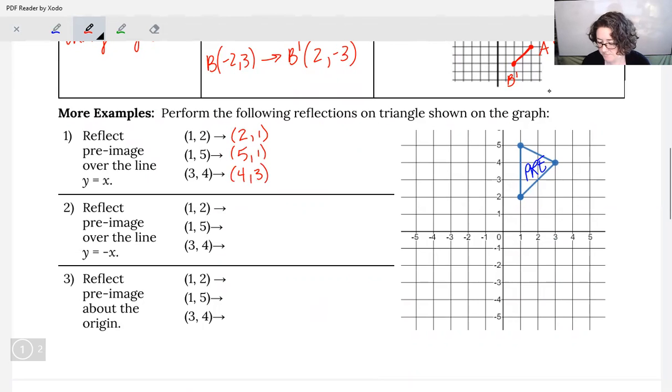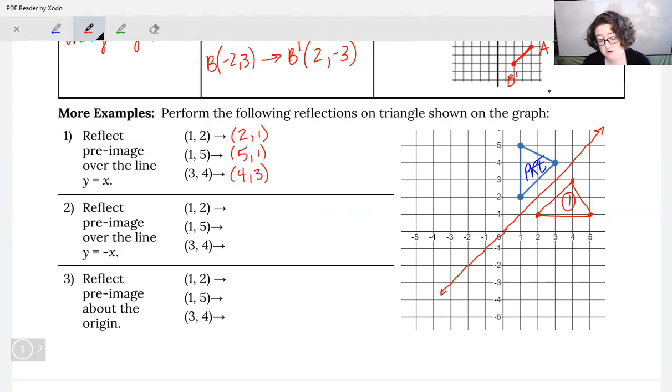So let's plot that out. So (2, 1), (5, 1), and (4, 3). Here's our new triangle. So I'm going to label him as triangle 1. But also, let's go ahead and draw that line y equals x to see, did it really work? So again, y equals x is going to go straight through our grid lines. That worked perfectly.